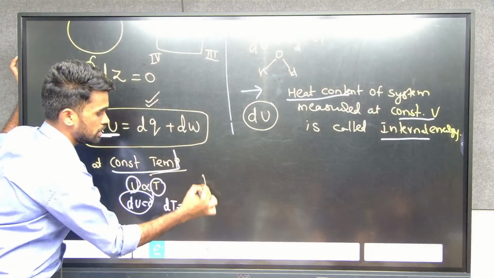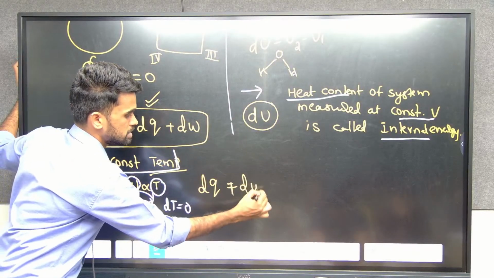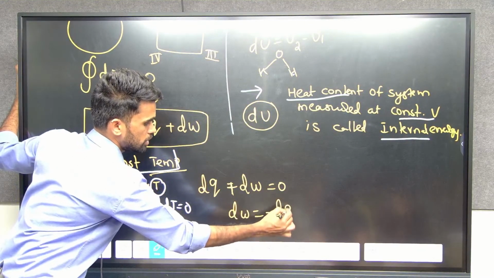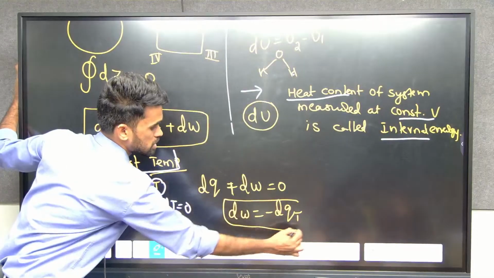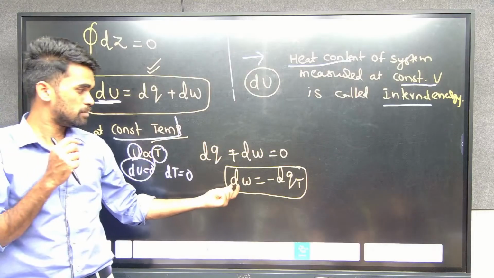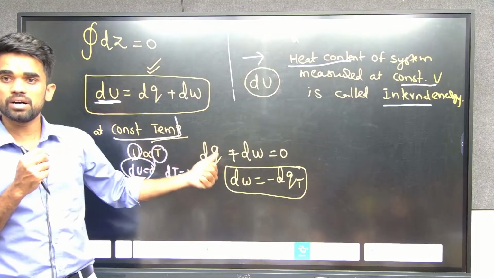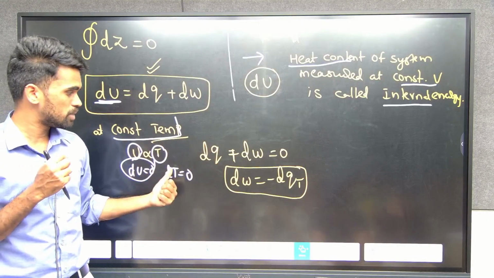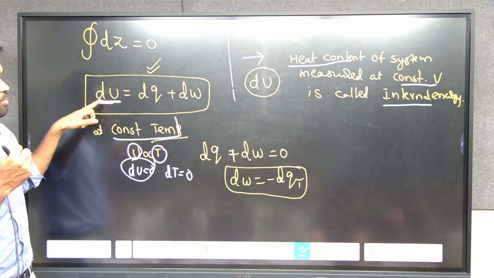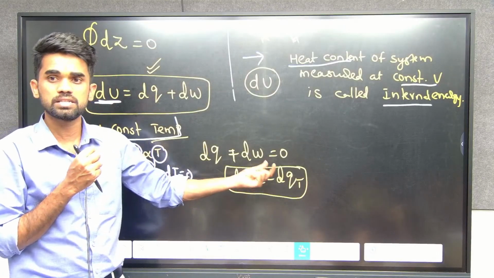Then what can you write? dq plus dw is equal to 0. So now dw equals minus dq. At which condition is this? At isothermal condition, can we say dw equals minus dq? Constant temperature means an isothermal process only, no? If it is an isothermal process, what happens to the first law of thermodynamics, they will ask. dU becomes 0, then dq equals minus dw, or dw equals minus dq.